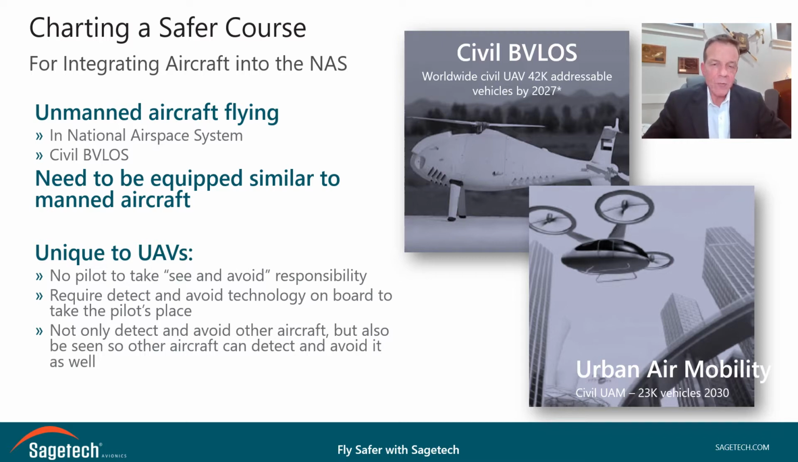Under FAR Part 91, the FAA makes it very clear that the aircrew are ultimately responsible to see and avoid other aircraft. With unmanned aircraft not having a pilot on board, it falls upon a detect and avoid system to be able to maintain that the aircraft can be seen and can see other aircraft and avoid those.